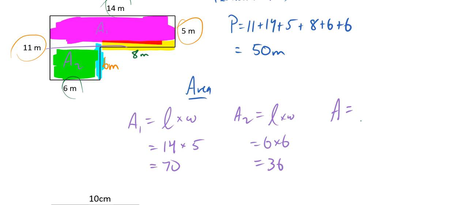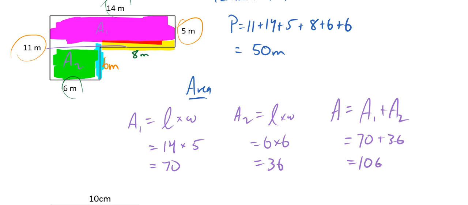And what's my last step? Add them together. Area total is area 1 plus area 2. You don't have to write it exactly the way I'm doing it, but it's kind of a nice way of doing it, which is 70 plus 36, which is 106. Anybody get 106? Nice job. And if you did it the other way, you got 106?